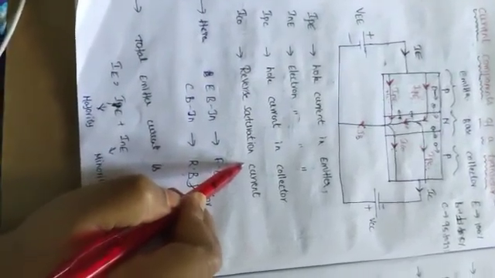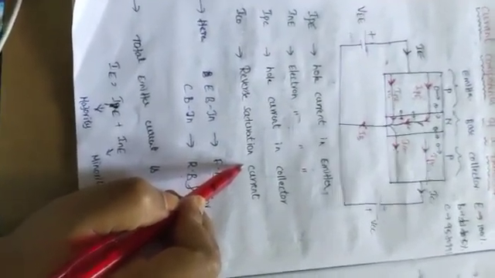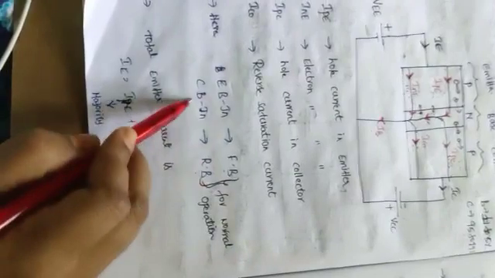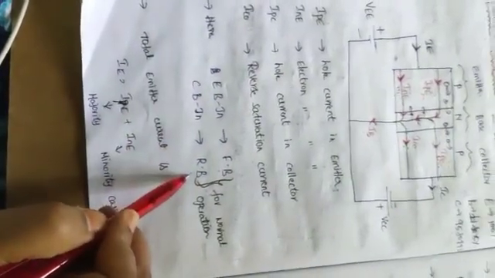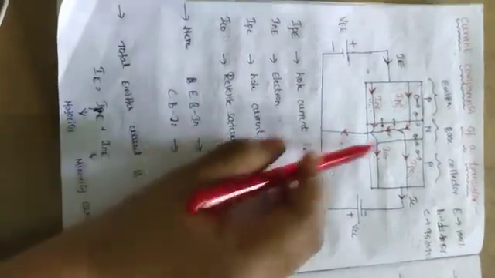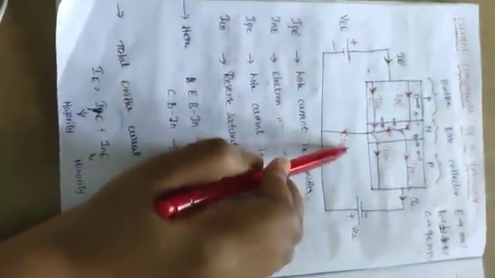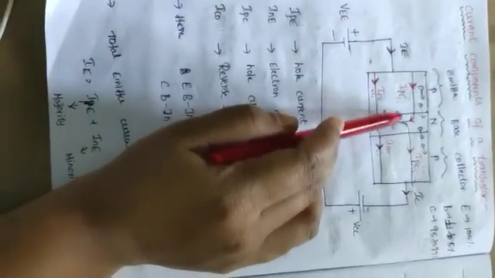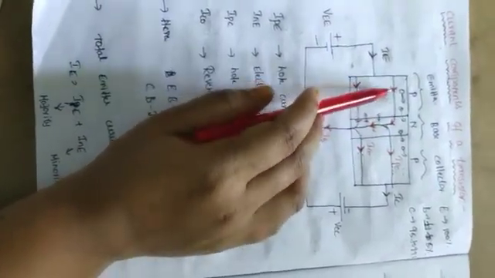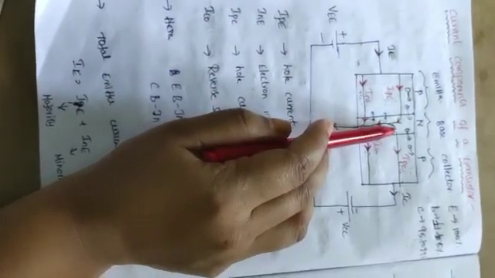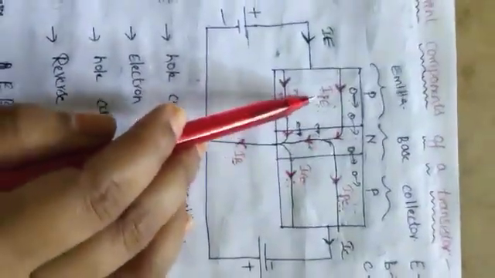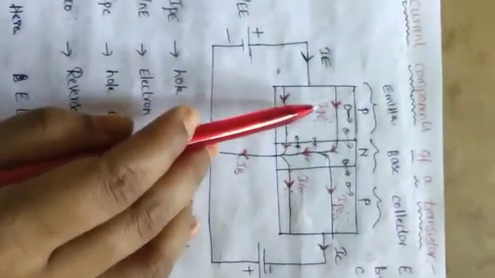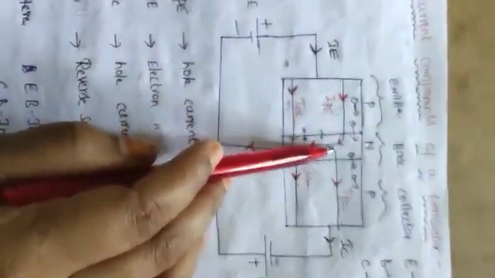Normally the transistor operates in the active region, that is, the emitter-base junction is forward biased and the collector-base junction is reverse biased. We all know the working of a transistor. The emitter-base junction is forward biased. Since the emitter is heavily doped and the base is lightly doped, the emitter emits a large number of majority charge carriers towards the base.